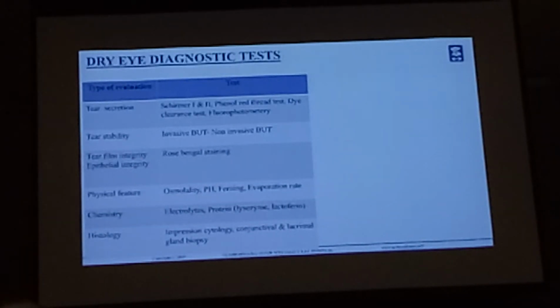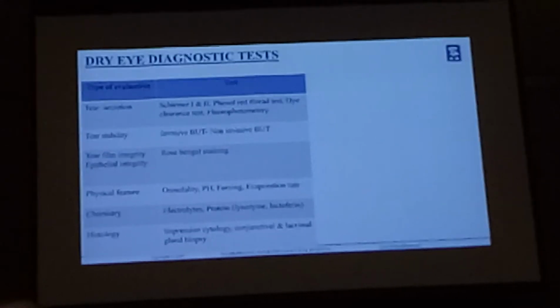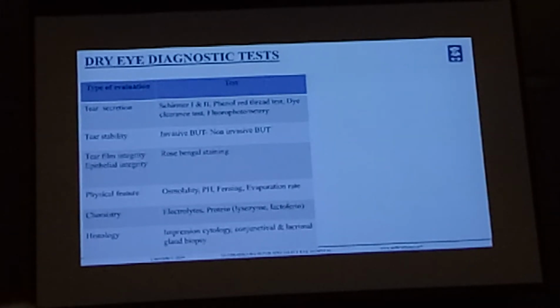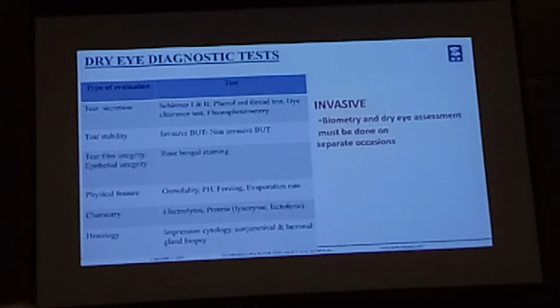You have various diagnostic tests. You have tests for tear secretion like the Schirmer 1, 2, phenol red thread, etc. You have tests for tear stability. You have invasive breakup time and non-invasive breakup time. And for tear film integrity and epithelial integrity, you can do the rose bengal staining. You can also use tests for osmolarity, pH, evaporation rate. And you can do advanced tests also like chemistry and histology, but it's not very common.